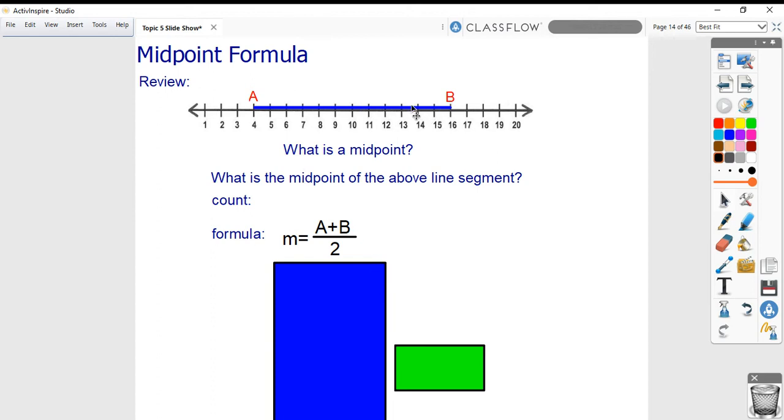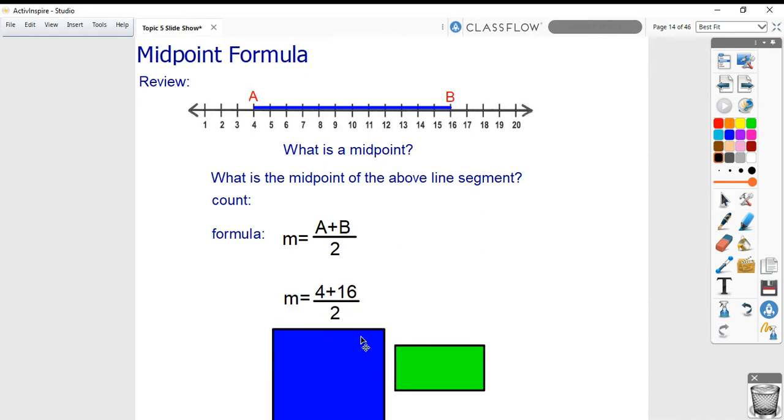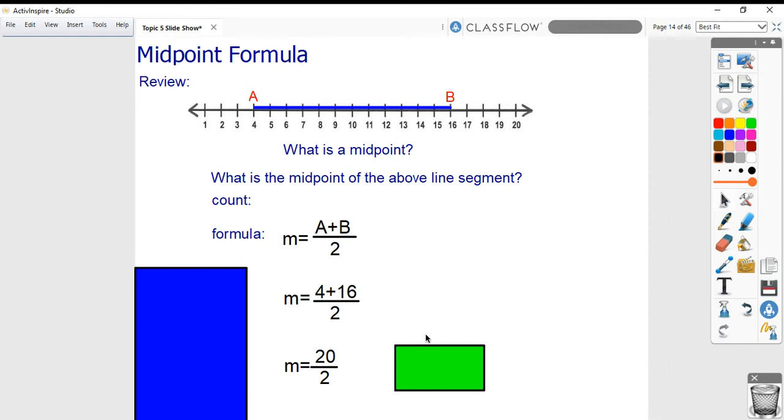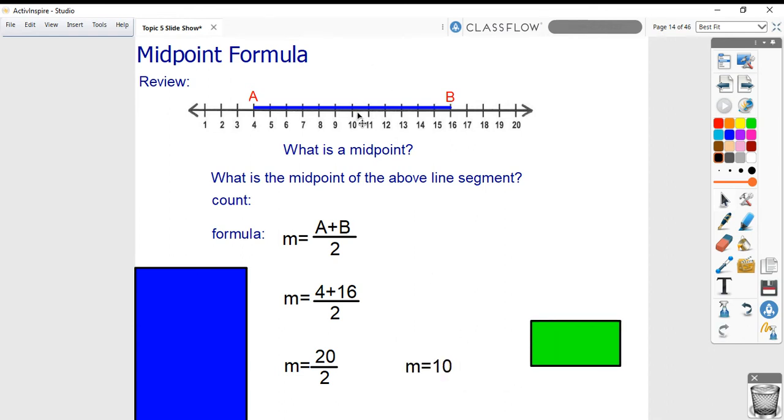If A and B are the endpoints, then you would take A plus B and divide it by 2. You take A plus B, the 2 endpoints, and divide it by 2. Basically what we were doing is finding the average of those 2 endpoints, finding the middle ground, the average of 4 and 16. So we take 4 plus 16 and divide it by 2. That 20 over 2 is equal to 10. So that was our midpoint. It was exactly the same as if we counted 6 from this side and 6 from this side, and we got 10. We ended up with the same midpoint.